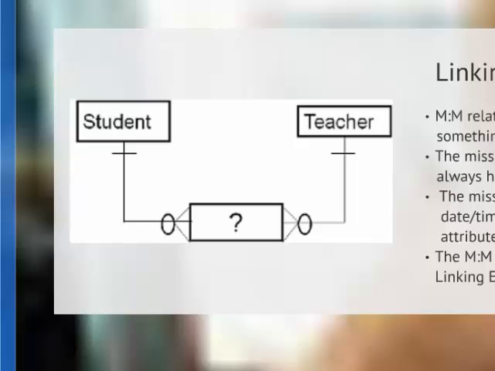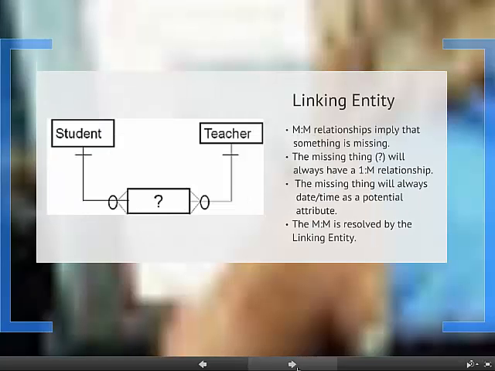The second thing we can say, always, is that this mystery entity could potentially contain a date and time stamp. Whether it actually contains it or not depends on whether it's useful to our system, but it always has the potential to contain it. So what is this missing entity? In the example that I'm giving you here, what I think it probably is the register entry that the teacher takes when the student is present.